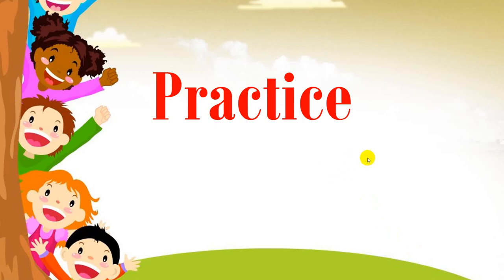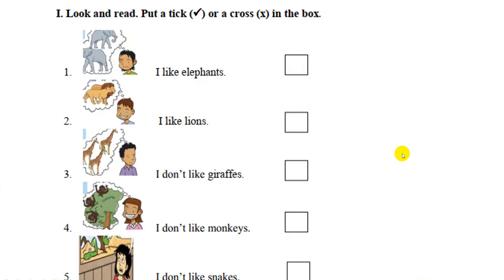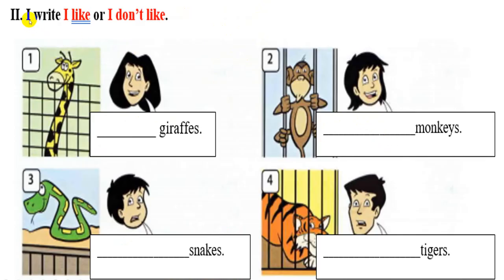Now, let's practice. Look at the first exercise. Look and read. Put the tick or cross in the box. Look at picture one here. The girl is not happy. Okay, the girl can say, I like elephants. Is it right with the picture? You put a tick or cross? Cross. It's not correct. So you do the same with number 2, 3, 4, and 5. Next one.